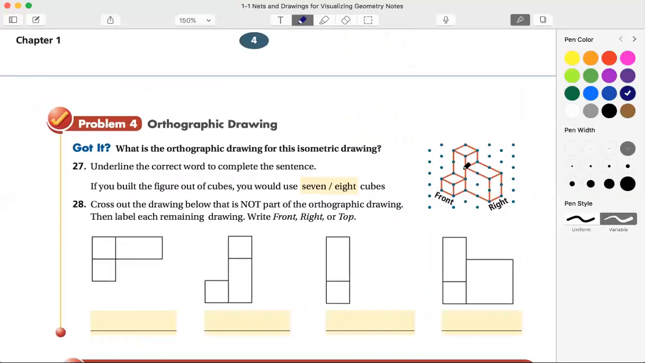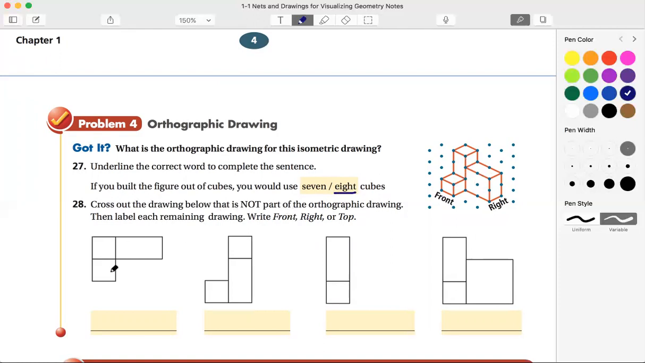All right. So here is another picture. We're going to underline the word that completes the sentence. If I built the figure out of cubes, you would use how many cubes? Okay, let's count. 1, 2, 3, 4, 5, 6, 7, and 8 for the bottom one. You can't see behind there. So we have 8.